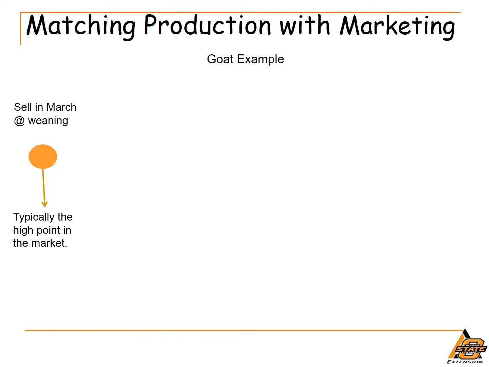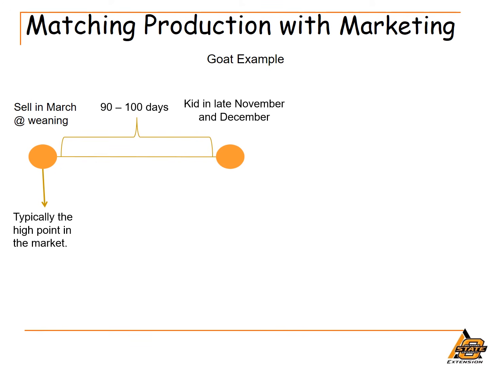The reason why we're looking at March is that's typically the high point of the market. So in goats, we typically wean those animals in about 100 days. So we back up that 90 to 100 days. And that means that we're going to kid or have those animals born in late November and December. The issue with that is that's usually not the best time to kid out goats in Oklahoma. The weather may be a problem, mortality could be a problem.